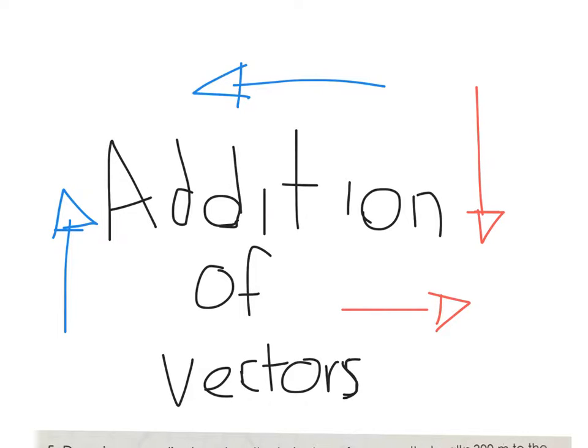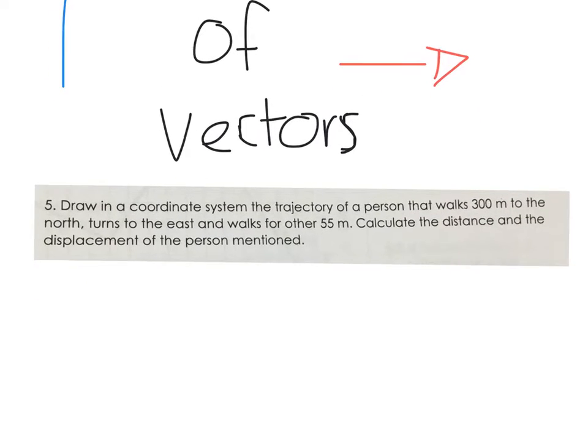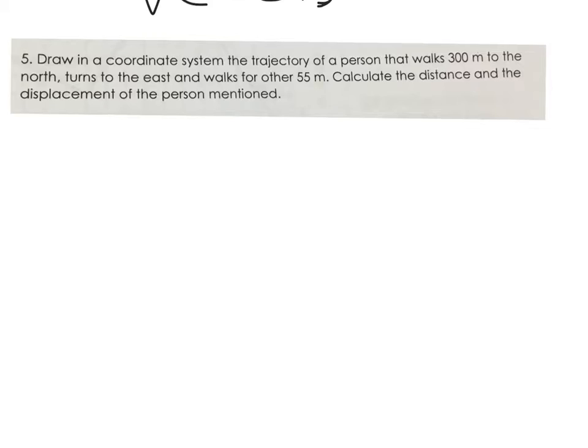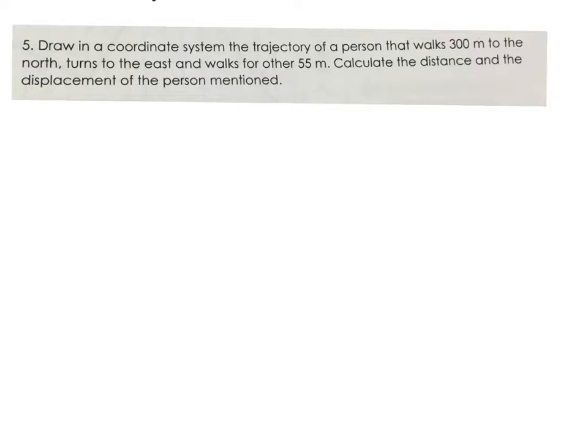Okay, and so I'm going to use right now a problem that is on the exercise that we see during the class today. It says this: draw in a coordinate system the trajectory of a person that walks 300 meters to the north, turns to the east, and walks for another 55 meters. Calculate distance and displacement of the person mentioned. So the first thing we need to have is the coordinate system.